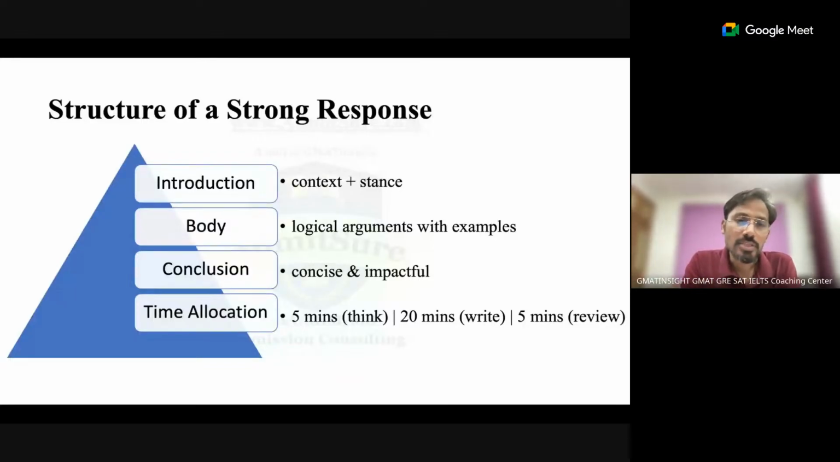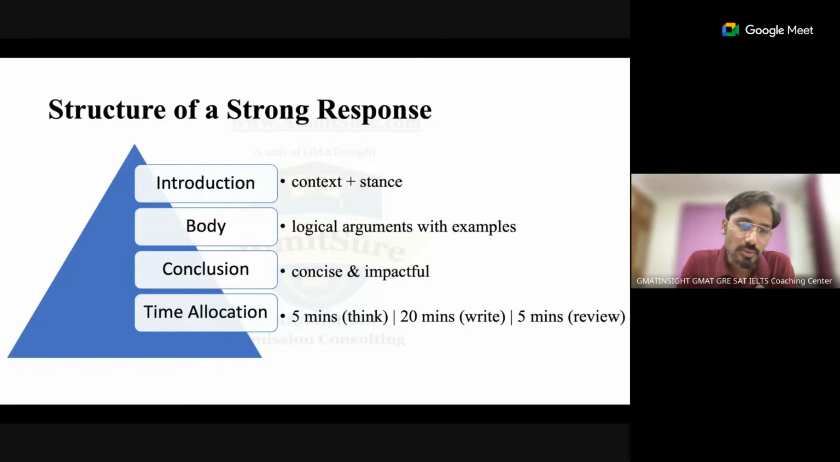The second part comes as the body of it. That means you have to give your logical arguments, and those logical arguments should always be backed by several facts that you are aware of. That is where your general knowledge comes into picture, and you also have to give a few examples which are relevant if you can just think of a few. And this is exactly where the depth of your understanding of a topic will be tested.